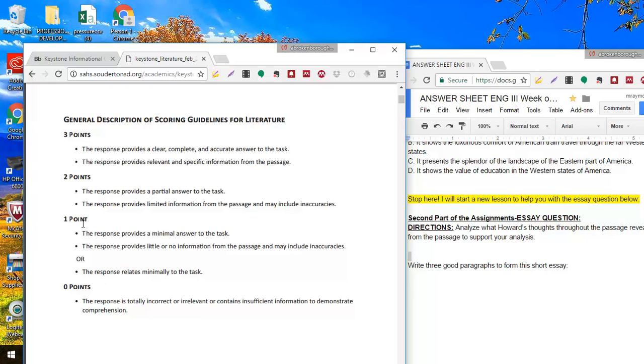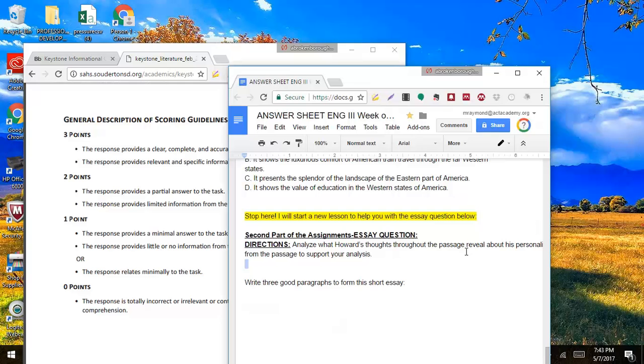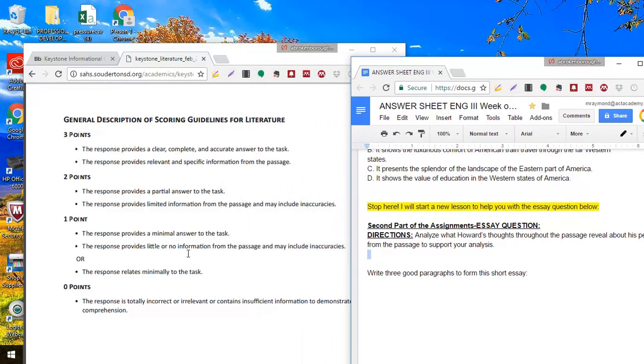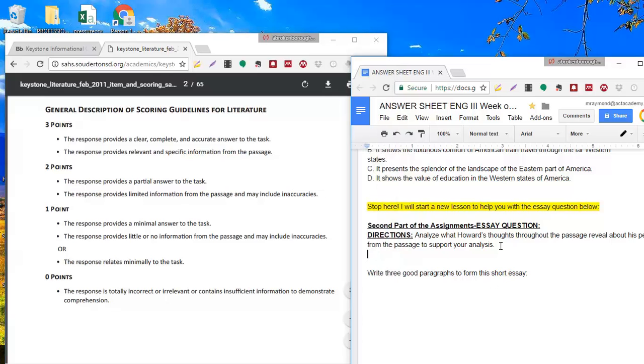Also, under 1 point, the response relates minimally to the task. So you want to make sure you read this prompt very carefully and hit all the points they're asking you to do: his thoughts, what they reveal about his personality. For 0, the response is totally incorrect or irrelevant or contains insufficient information to demonstrate comprehension. They're looking for how you comprehend the question and what you read.